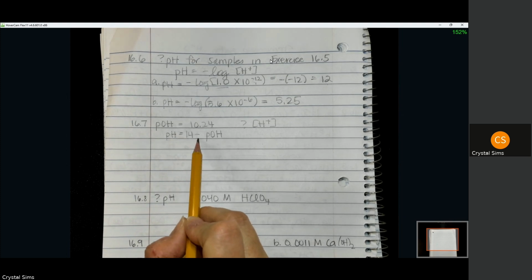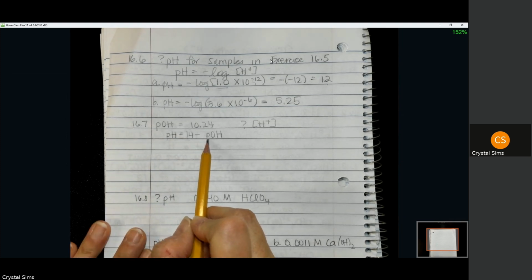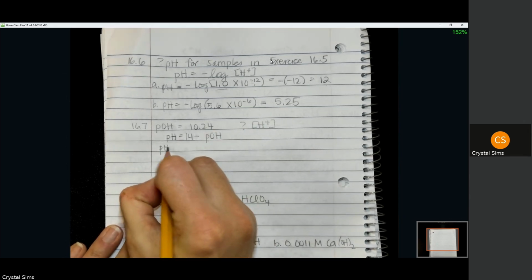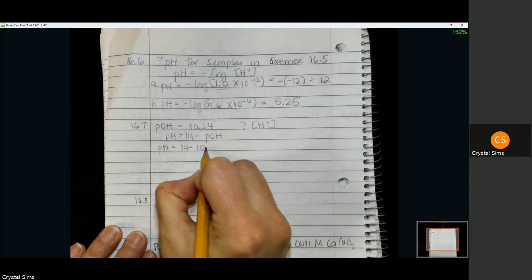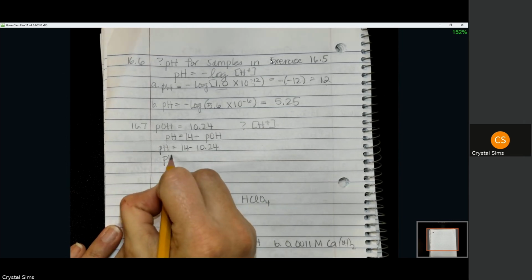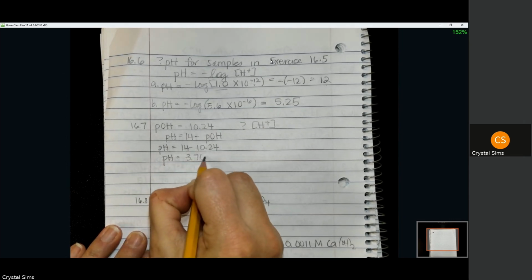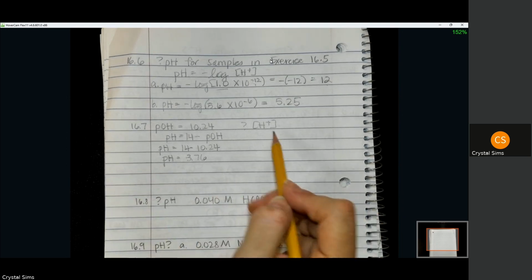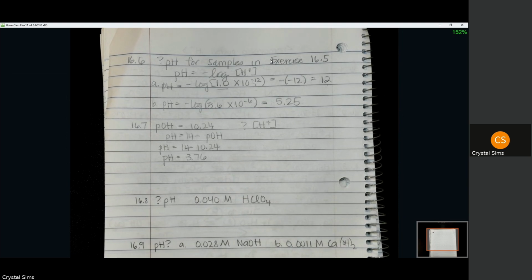We say 14 minus our pOH is going to give us pH. So that's going to be 14 minus 10.24. So our pH is 3.76. And we're asked to find the hydrogen ion concentration.